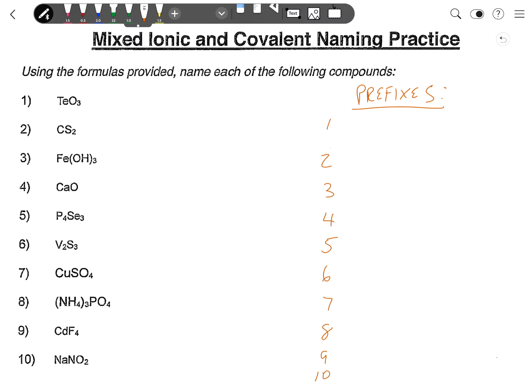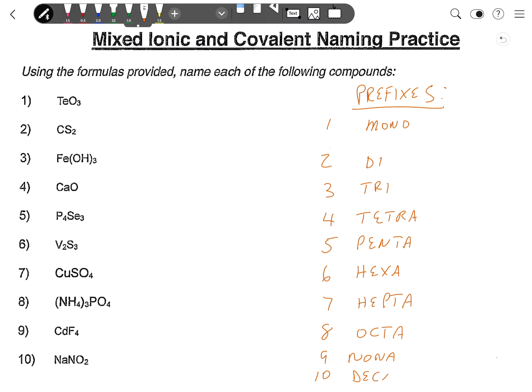Mono for 1, di for 2, tri for 3, tetra for 4, penta for 5, hexa 6, hepta 7, octa 8, nona 9, and deca for 10. Those are really, really, really important. Plus, you also need to know your Roman numerals. I think those are fairly simple. Anyway, let's start naming these compounds here.